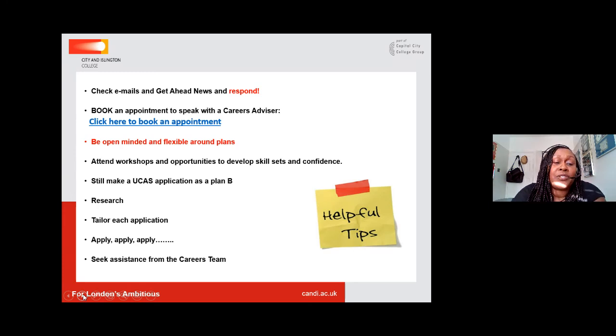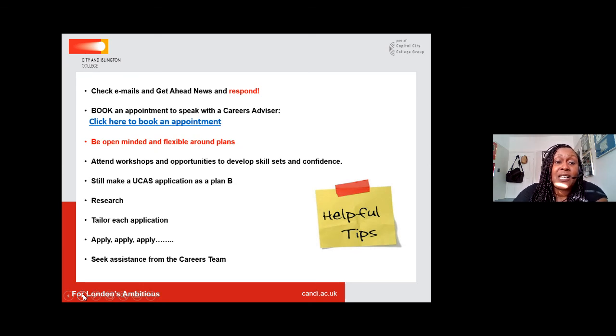So we really encourage you from the careers team that you still apply for UCAS, irrespective of whether or not you decide you wholeheartedly want to do an apprenticeship or a gap year or an art foundation. Really important that you still apply for UCAS.